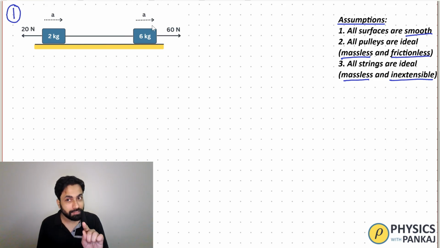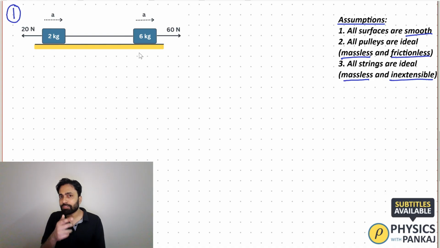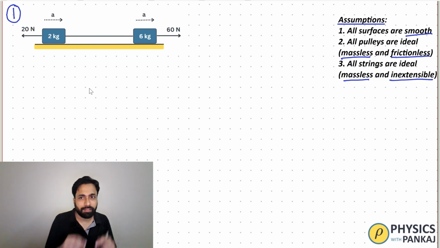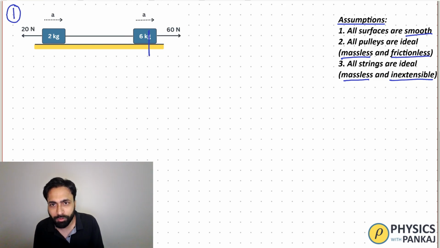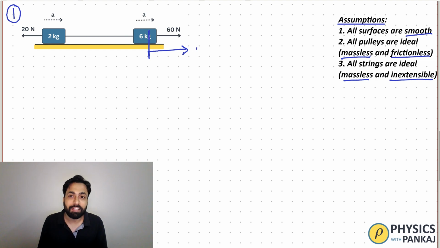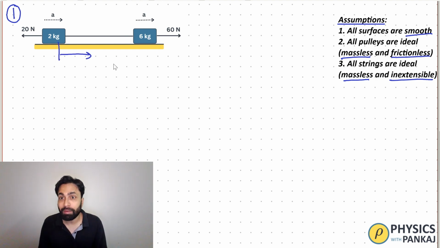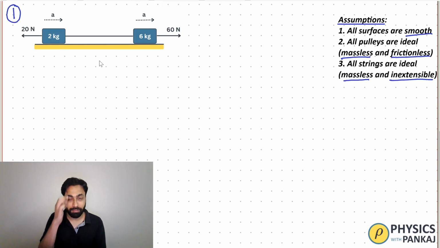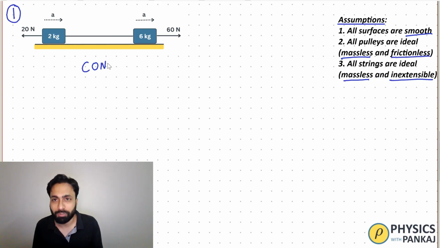Now, if you notice, I have used the same variable to represent the acceleration of both the blocks. I can do that because the string here is inextensible. Since the length of the string cannot change, the two blocks are forced to move together. That is, if the 6 kg block were to move to the right by 1 centimeter, the 2 kg block would be forced to move to the right as well by the same distance of 1 centimeter. This is called constraint.